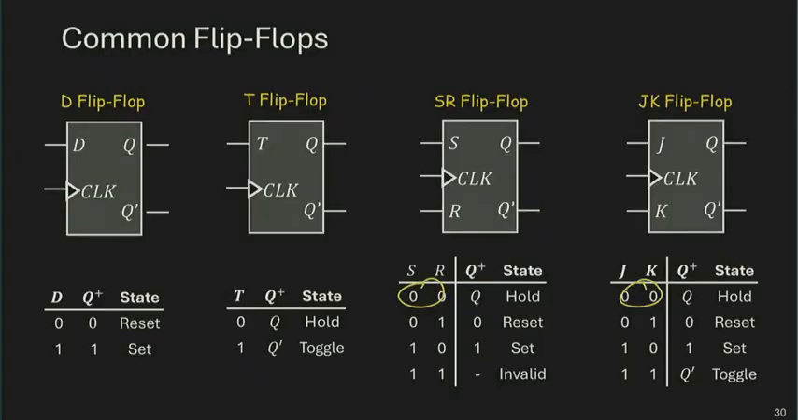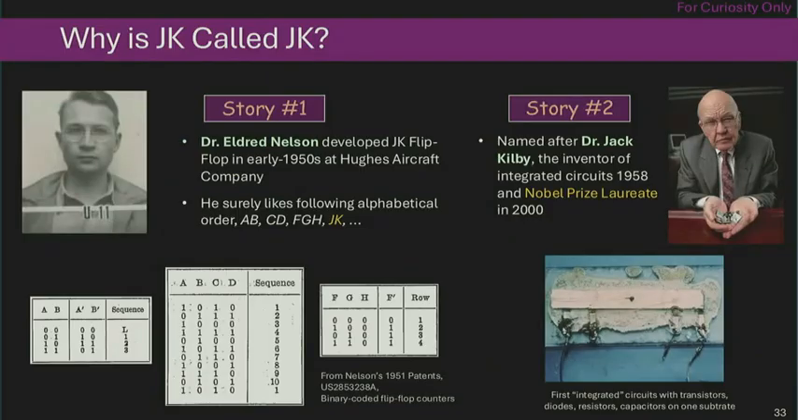So I would say the names of these flip-flops make a lot of sense. D is like data propagation. T stands for toggle. SR stands for set reset. But JK is just like 2 random letters. So here's why people think JK is called JK. There are 2 stories.